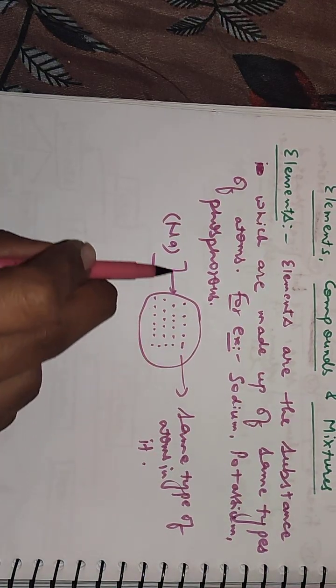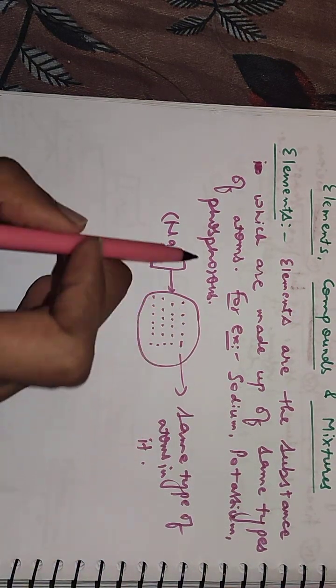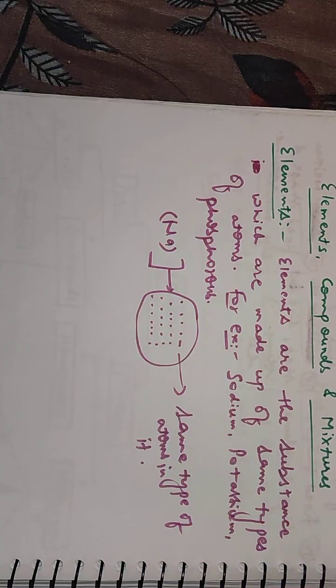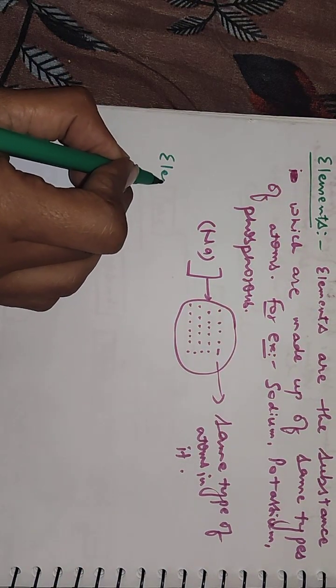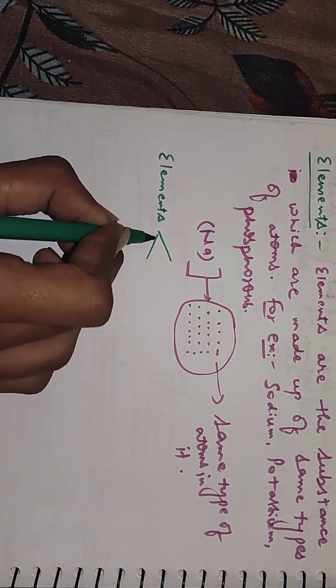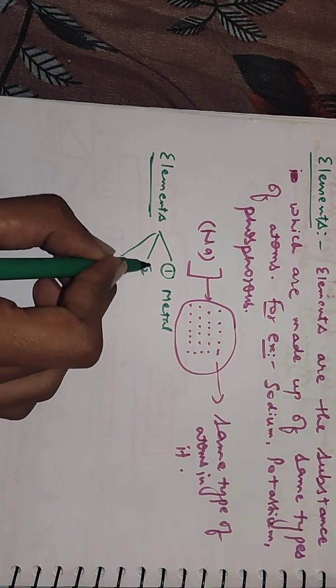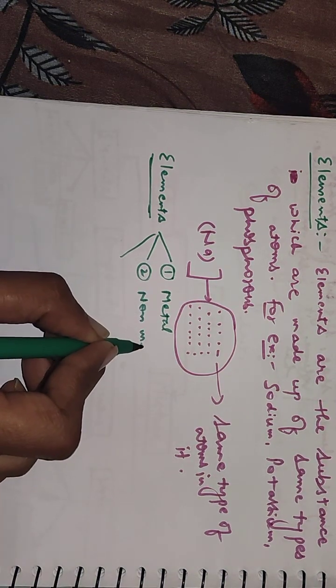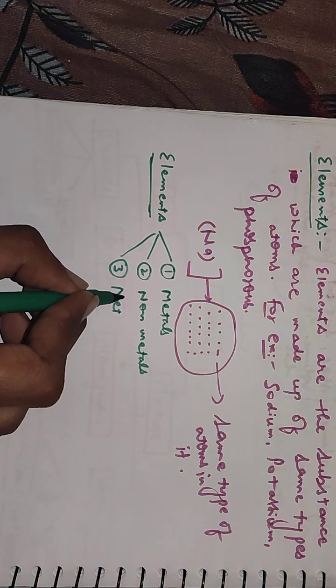Just like sodium, in potassium, phosphorus, or any element we can consider, the atoms found in that particular element are of the same type. In the previous chapter we discussed that elements are classified into three types. First one was metal, second one was non-metal, and the third one was metalloid.